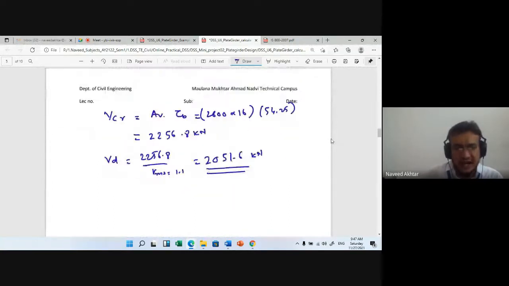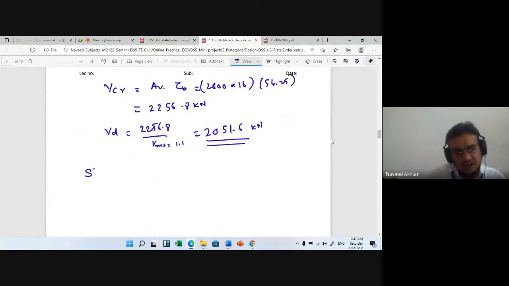So shear at point B you have to calculate. Shear stress at point B.